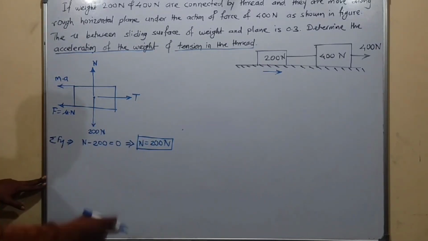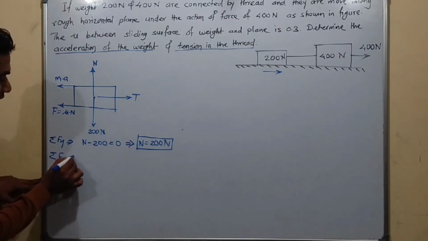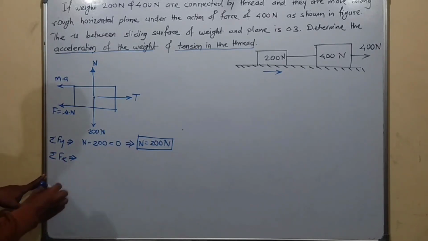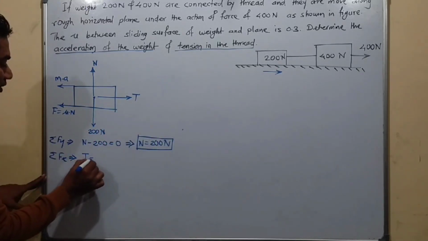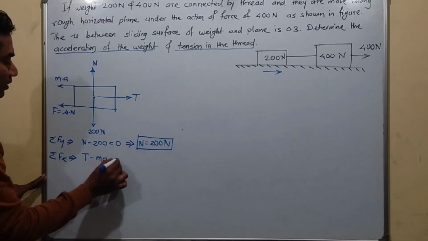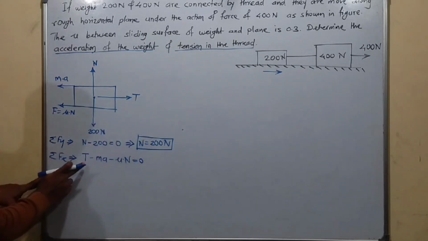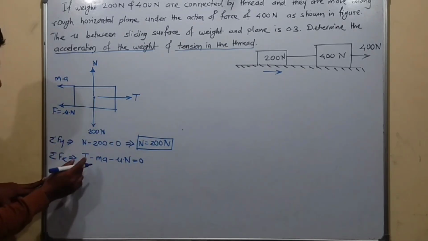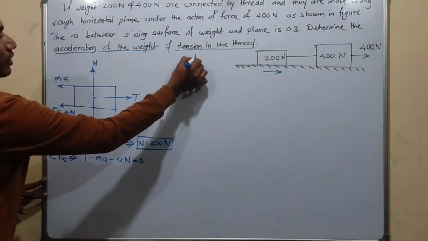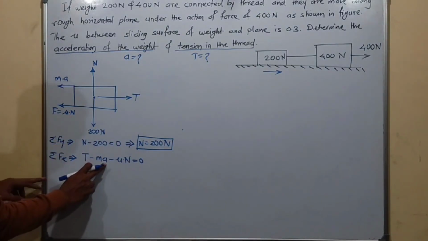Then next we will take the summation of Fx, that is summation of horizontal forces. So towards right is positive, toward left is negative. So T minus Ma minus mu into N is equal to 0. So T is towards right, so positive, Ma and mu N are towards left, so they are negative. So T is unknown, that we have to find out, and we have to find out acceleration also. So T is unknown here, acceleration is unknown.